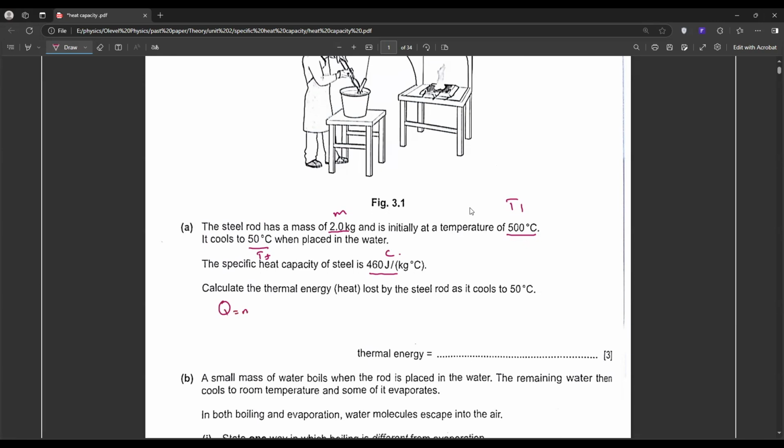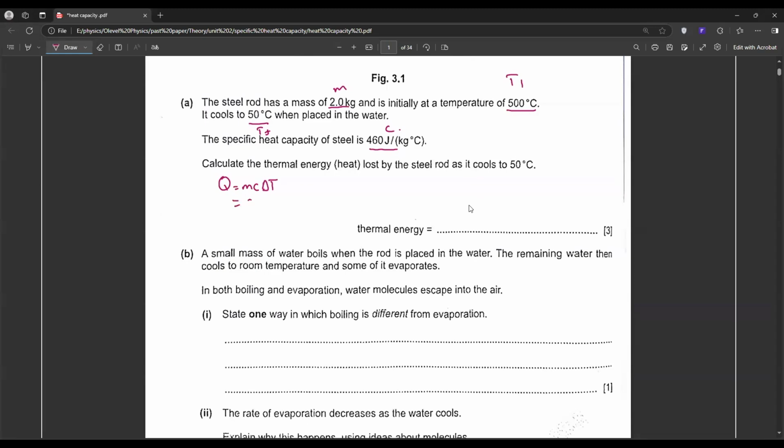Q is equals to mc delta T. Now, what is your mass? Your mass is 2 kg. What is your specific heat capacity? 460. You have to make sure the mass is in the same units as the specific heat capacity. Multiplied by change in temperature, that is 500 minus 50, is equals to what? Let's calculate that. 500 minus 50 into 460 into 2. This comes out to be 4.14 into 10 raised to the power of 5 joules. Simple as that, nothing complicated.